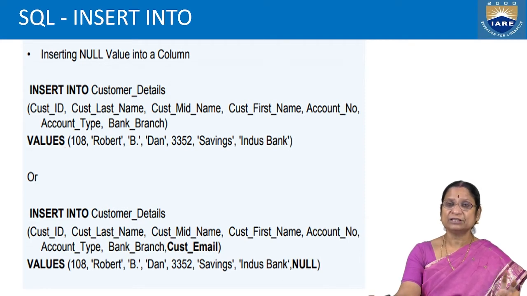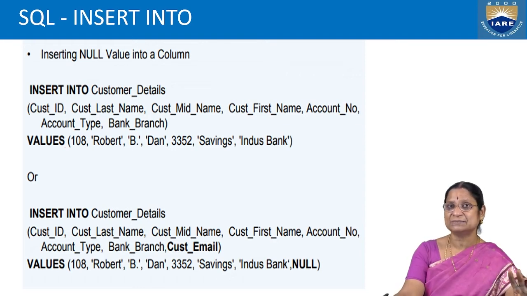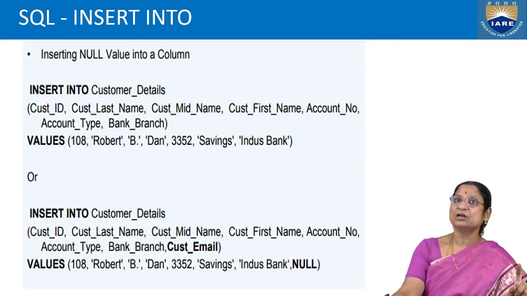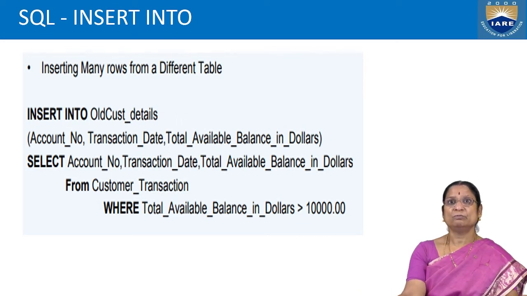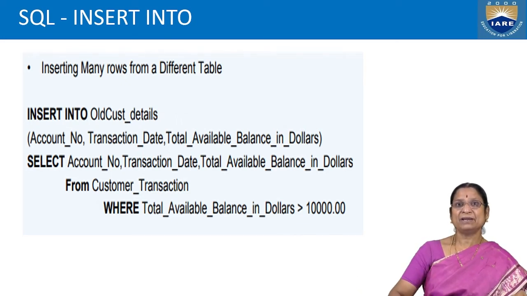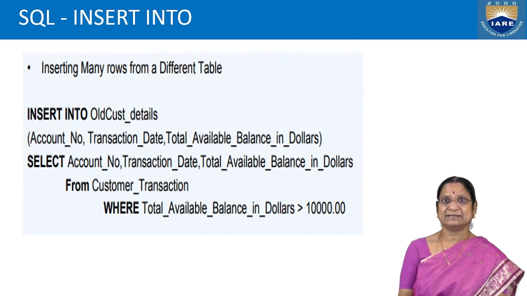Okay. So what are the ways? Two ways are there to provide a null value. You just skip that particular attribute, and the respective value, while inserting the data. Or include the respective attribute but provide null explicitly for the attribute, so that the null value will be there. We can also insert multiple rows from an already existing table, some other table.